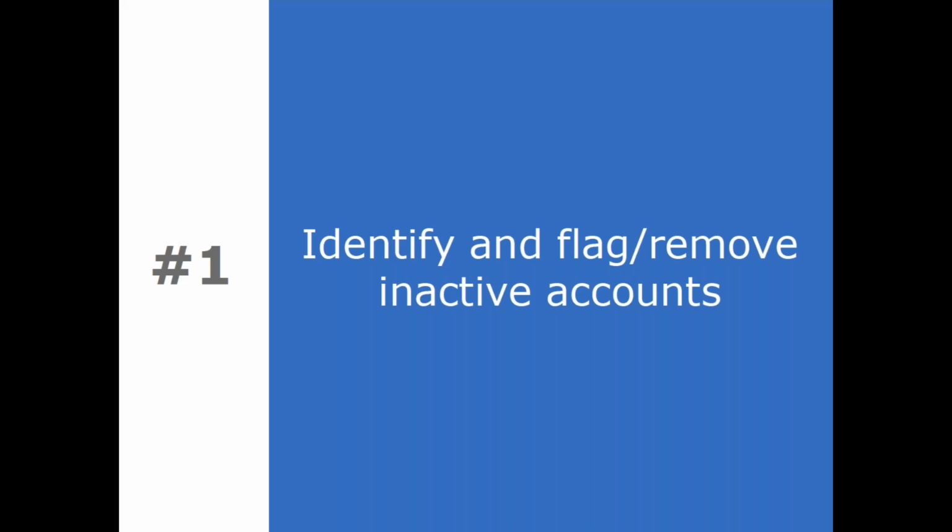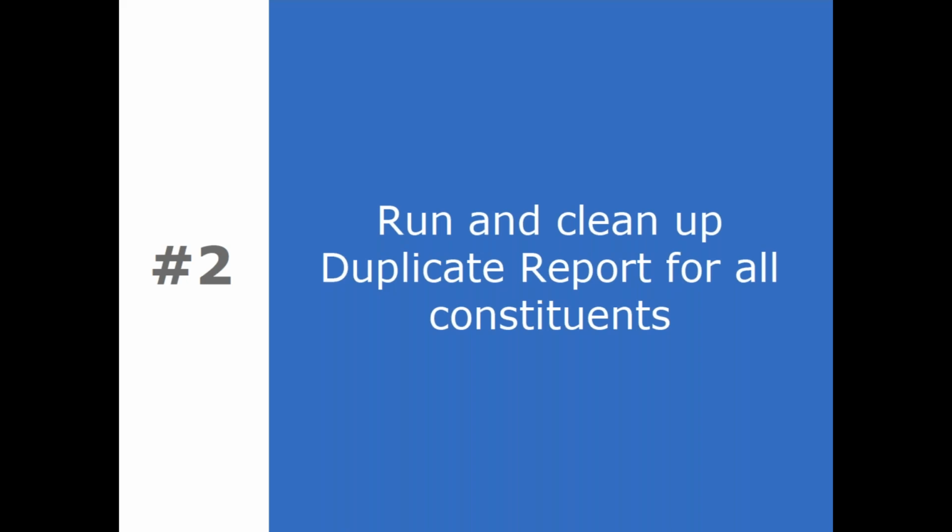First, you want to identify and clean up any inactive accounts. So you can use queries to segment accounts based on journal activity and available contact information, and flag or delete those you'd like to remove from your future reports. Second, run the duplicate report for all of your constituents and merge all duplicates identified.